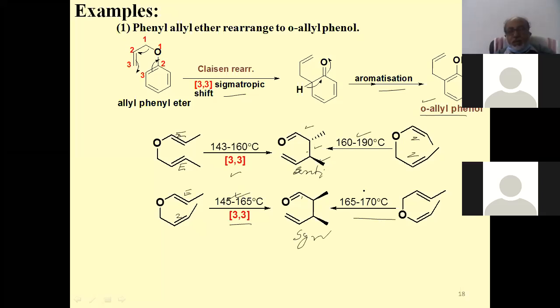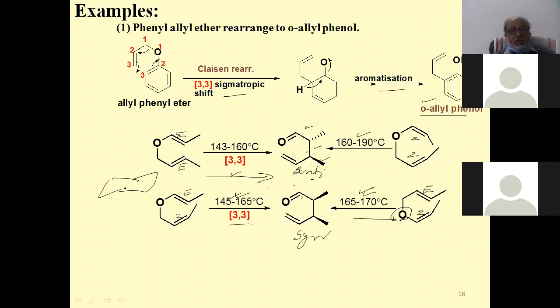Now here, the temperature is a little different because of the position of the oxygen. In this case, the vinyl is in the E conformation and allyl is in Z. But here, vinyl is in Z conformation and allyl is in E conformation. Sorry, conformation. So that takes a little higher temperature. Now this transition state, you can get this using the same transition state theory. So you can arrange them and get this product.